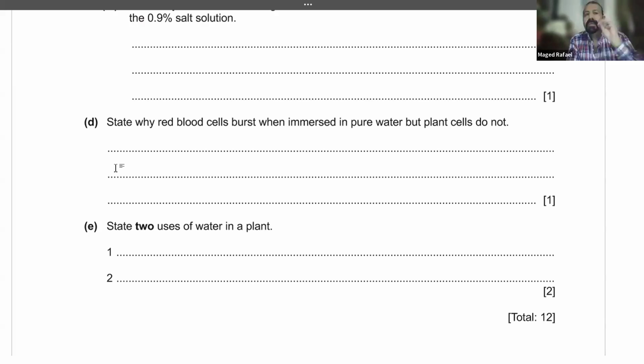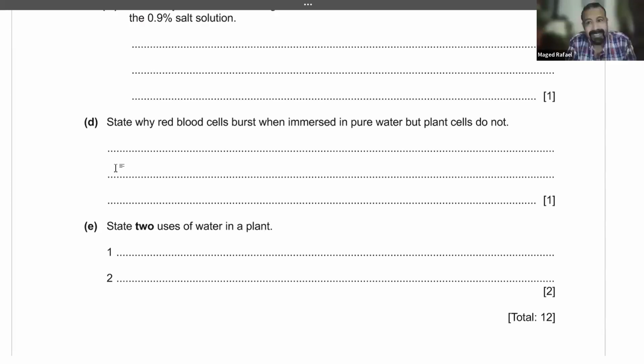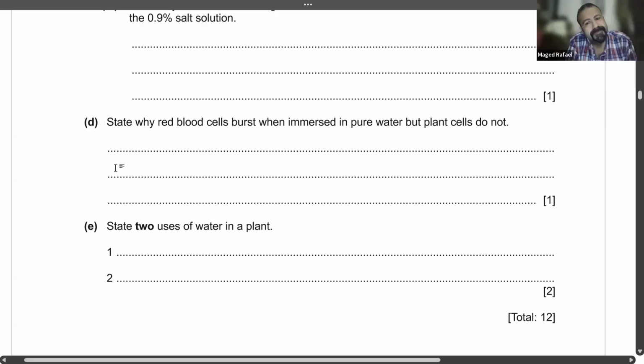Let's go to question D. State why red blood cells burst when immersed in pure water, but plant cells don't. Who wants to answer? What is the structure in the plant cell not found in the animal cell? Yes? What was your answer?